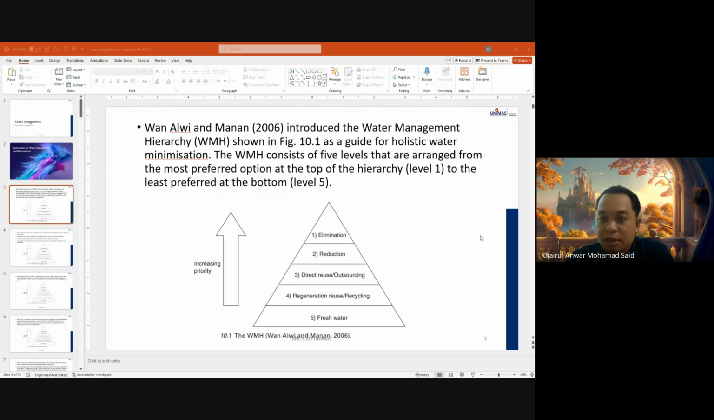So the next question is, which tier in the five tier water management hierarchy is the most preferred for industrial resource efficiency? Is it fresh water or water elimination?